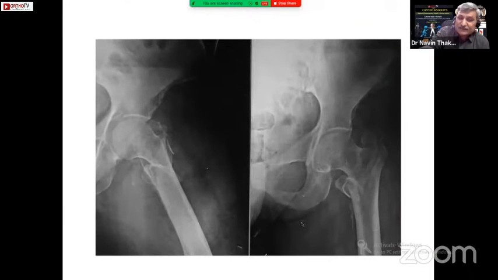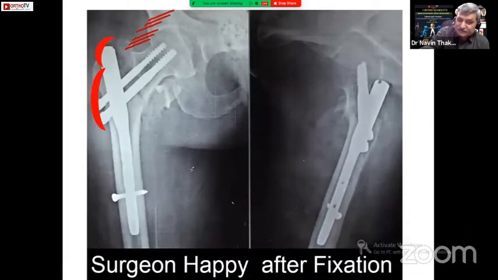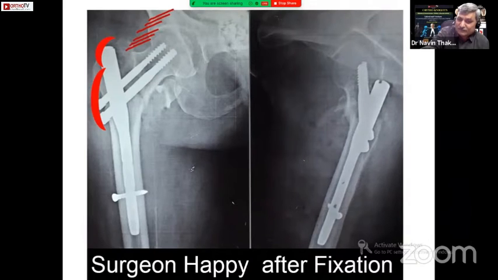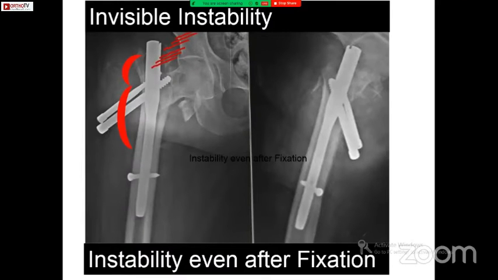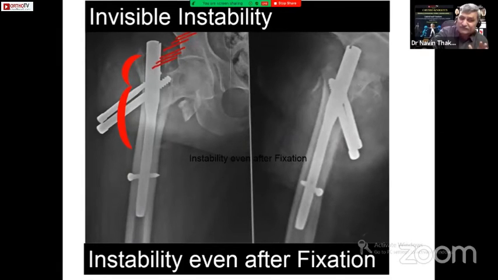Here you can see, again, the greater trochanter is broken, lateral wall is broken. The surgeon fixed with the PFN, but there is already a damage here. The surgeon was happy with the fixation, but here there is no Z effect or reverse Z effect. You can see here both the pins drop down on the toggling of the nail. So these phenomena can also occur, but they are not described in the literature. It is an instability even after the fixation. That should be the right term, I think.